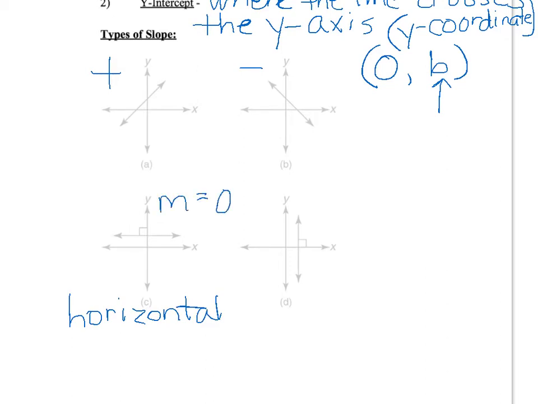A vertical line is kind of like you've fallen off of a cliff and there is no slope because the rise is so high, but there is no run. And in a fraction, we can't have a denominator of 0. So we just say no slope, or it's undefined slope.